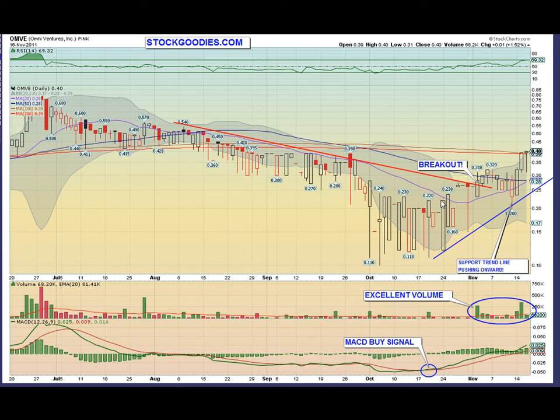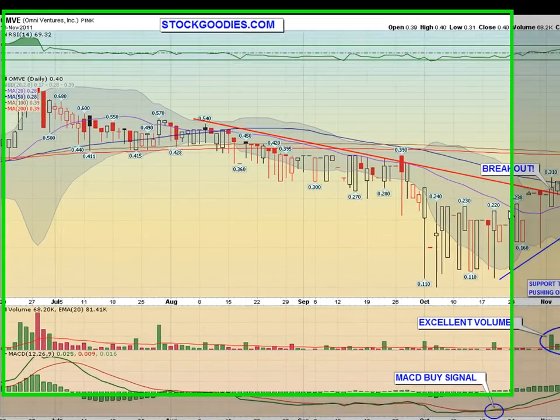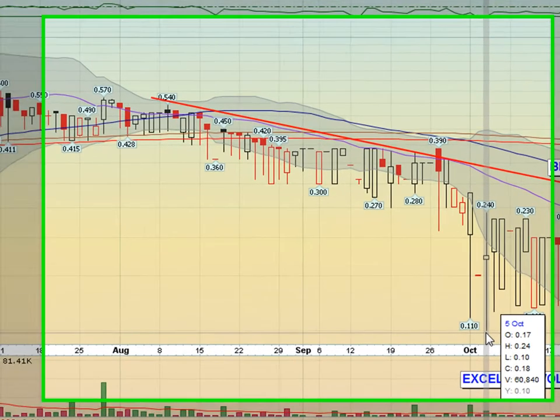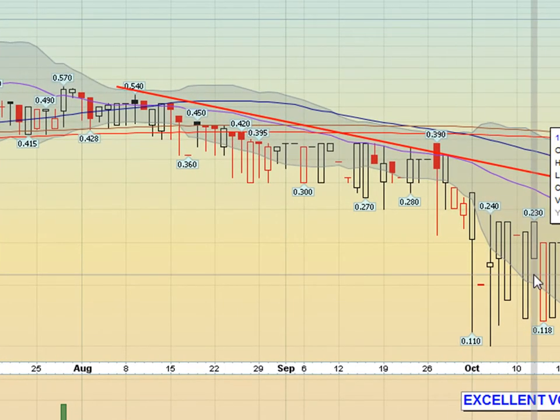Today we're looking at OMVE for November 16th, 2011. So we're looking at a 6-month chart. We can see the stock's been predominantly on a downtrend for the last several months, trading as high as, where were we back here? This is around 78 cents here. We hit a peak here on June 27th and all the way down to a low here of 10 cents. So a very big drop.